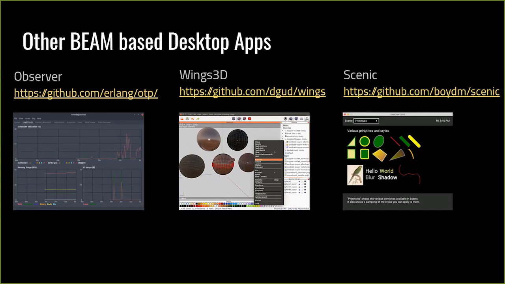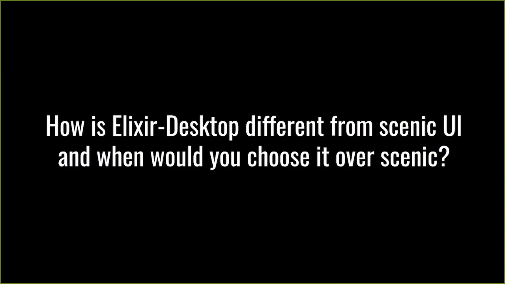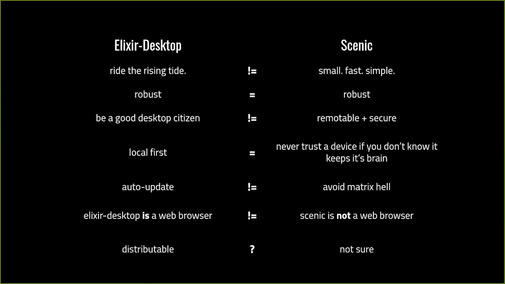And the goal of Scenic is to create apps that also have very direct graphical access. And I got this question: how is Elixir Desktop different from Scenic? And when should I choose one versus the other? I think that's a really good question. So we compare here a bit of the goals of both. I think they're really, really different, but it's good to talk about that.